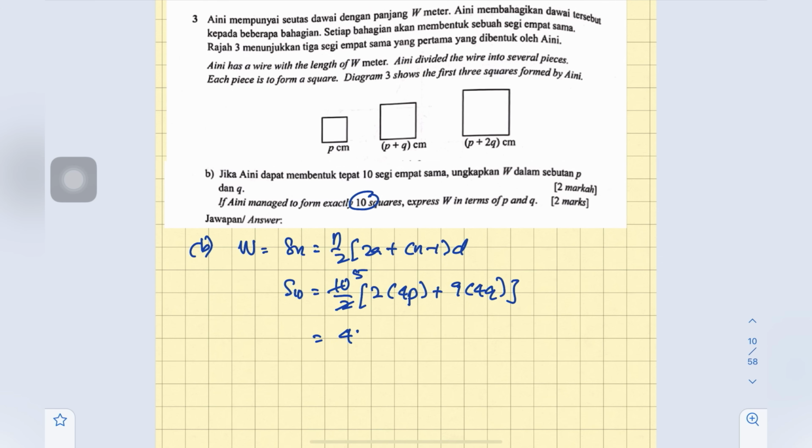Okay, so then this one 5 times 8p, so 40p plus 5 times 36q. Okay, become 180q. Okay, so then W is in meter. Okay, this one in centimeter. So divide by 100. So W equals to 2p plus 9q over 5.